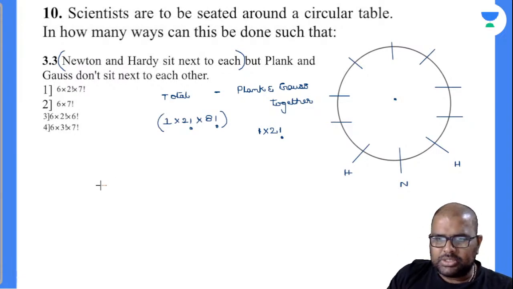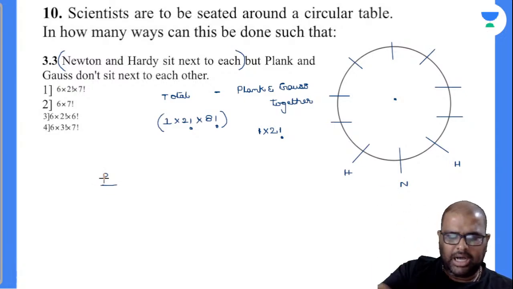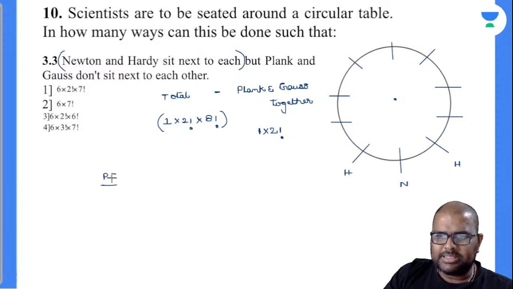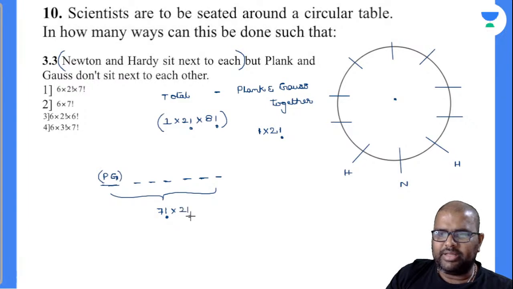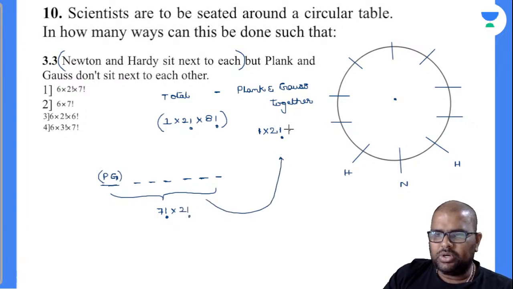In those 8 slots, first of all Newton and Hardy, 8 persons are there. In those 8 persons, PG has to sit together. So how many persons are left over? 6 persons. 1, 2, 3, 4, 5, 6. Totally, how many slots are left over with you? 7 slots. The 7 slots will be arranged in 7 factorial ways. And this slot PG, Planck and Gauss, Gauss and Planck, they will be seated in 2 factorial ways. So your answer is 2 factorial into 7 factorial.